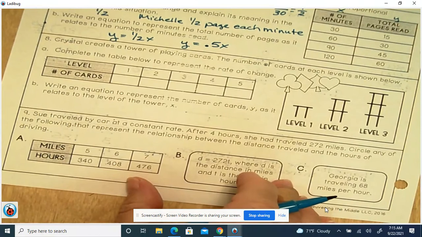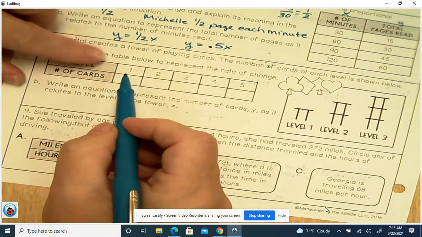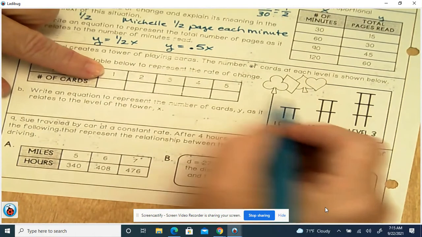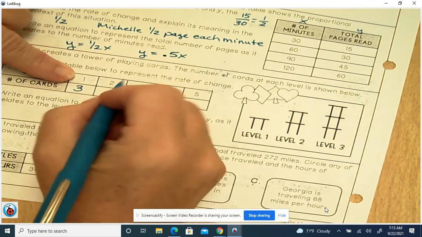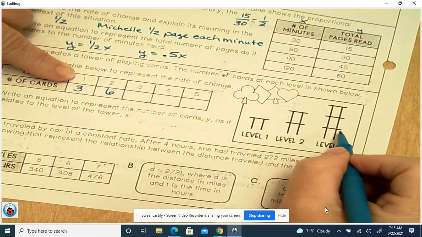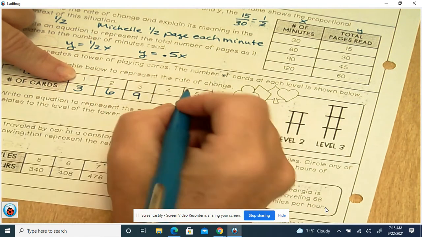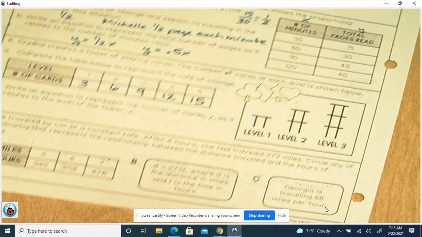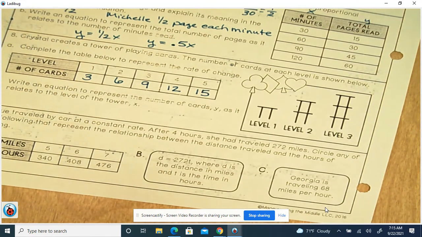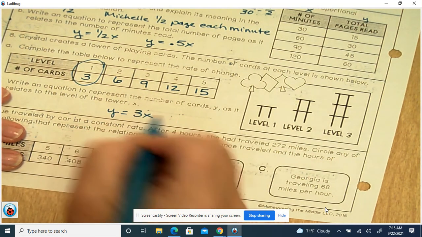Number 8, Crystal creates a tower of playing cards. The number of cards at each level is shown below. When it's level 1, she has 1, 2, 3 cards. Level 2, 1, 2, 3, 4, 5, 6 cards. Level 3, 1, 2, 3, 4, 5, 6, 7, 8, 9 cards. So it's increasing by 3. For level 4 we would have 12, and level 5 we would have 15. Write an equation that represents the number of cards y as it relates to the level of the tower x. We circle that one: y equals 3x.